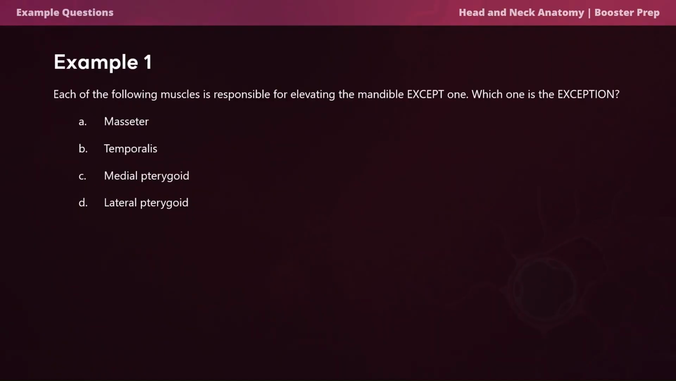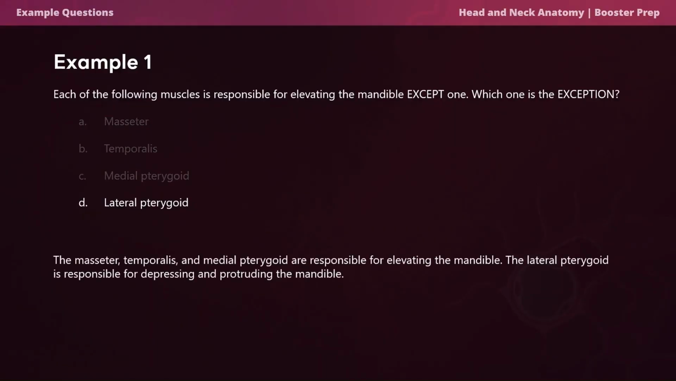So example question 1. Each of the following muscles is responsible for elevating the mandible except one. Which one is the exception? So we have the 4 usual suspects, and take a second if you need it. So the correct answer is D, the lateral pterygoid. The masseter, the temporalis, and the medial pterygoid are responsible for elevating the mandible. The lateral pterygoid is responsible for depressing and protruding the mandible.